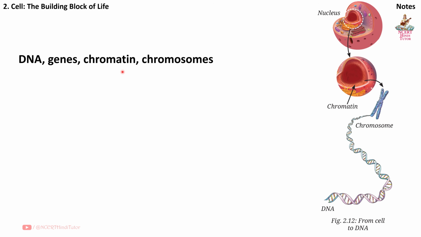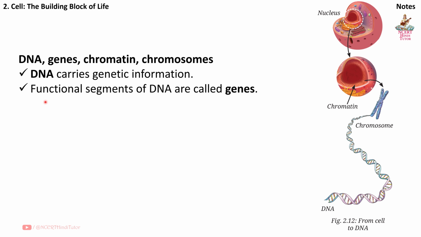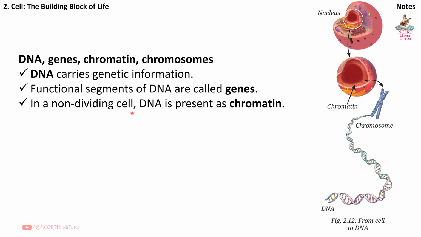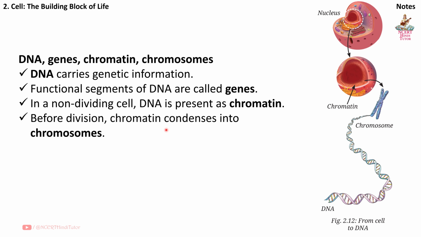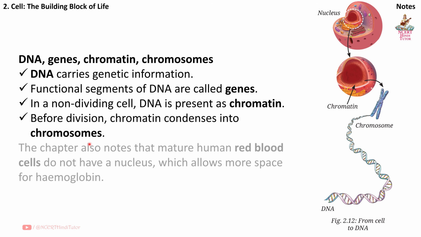DNA, genes, chromatin, chromosomes. DNA carries genetic information. Functional segments of DNA are called genes. In a non-dividing cell, DNA is present as chromatin. Before division, chromatin condenses into chromosomes. The chapter also notes that mature human red blood cells do not have a nucleus, which allows more space for hemoglobin. So friends, this is the diagram showing from cell to a DNA here.